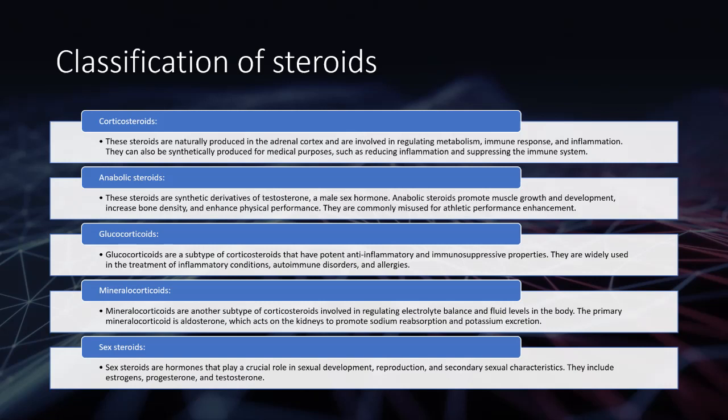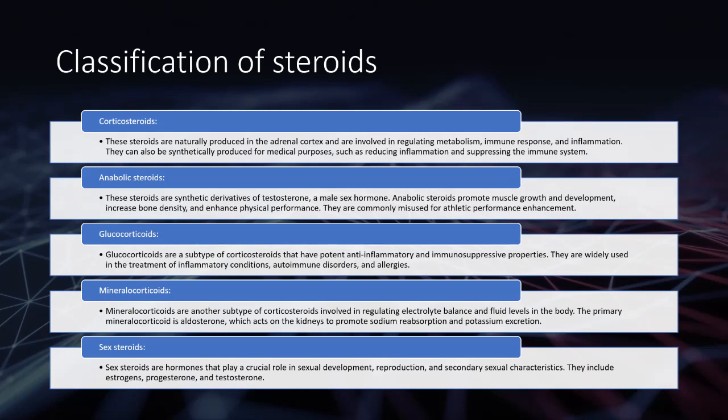Now, we will discuss the classification of steroids, highlighting the different types and their specific roles in the body. First, let's talk about corticosteroids. These steroids are naturally produced in the adrenal cortex and are crucial for regulating metabolism, immune response, and inflammation. Corticosteroids can also be synthetically produced for medical purposes, such as reducing inflammation and suppressing the immune system. They are commonly used to treat a variety of inflammatory and autoimmune conditions.